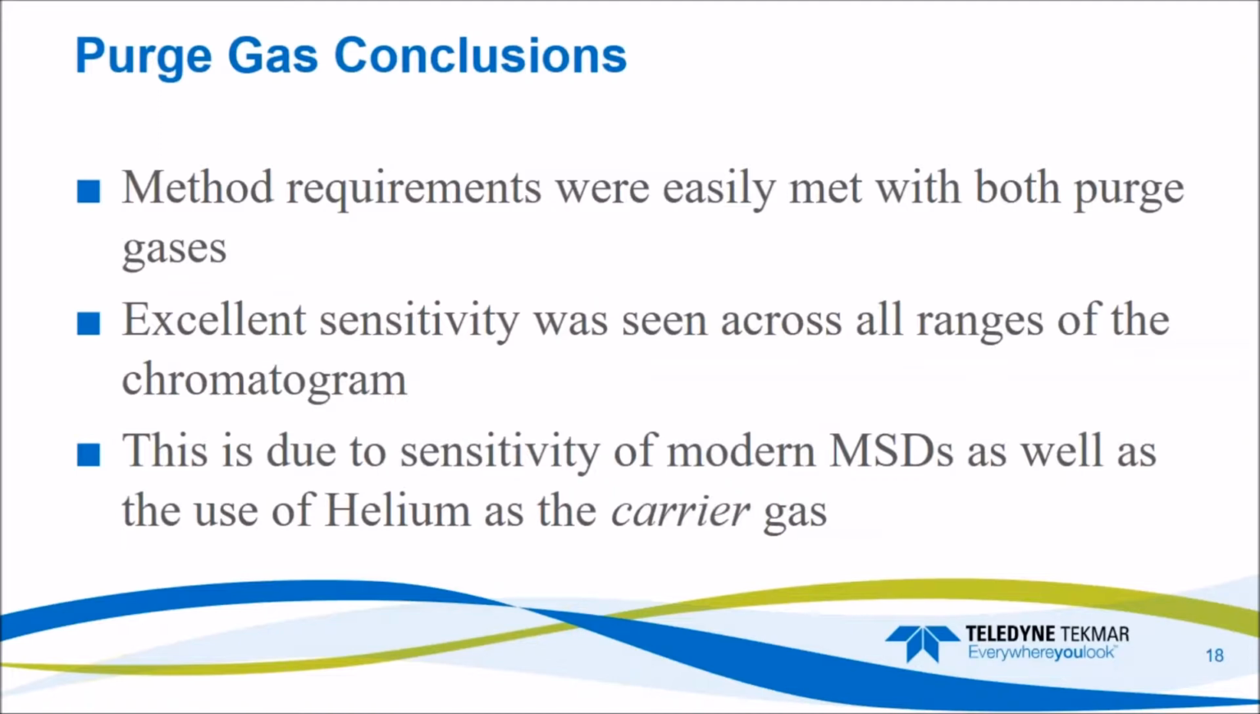So our standard EPA method requirements were easily met with both purge gases, even with a calibration that went as low as 0.5 ppb and up to 50 ppb. We saw excellent sensitivity from the gases all the way to the heavy compounds at the end. This can be attributed to the sensitivity of modern mass specs, as well as the use of helium as the carrier gas in the GCMS.